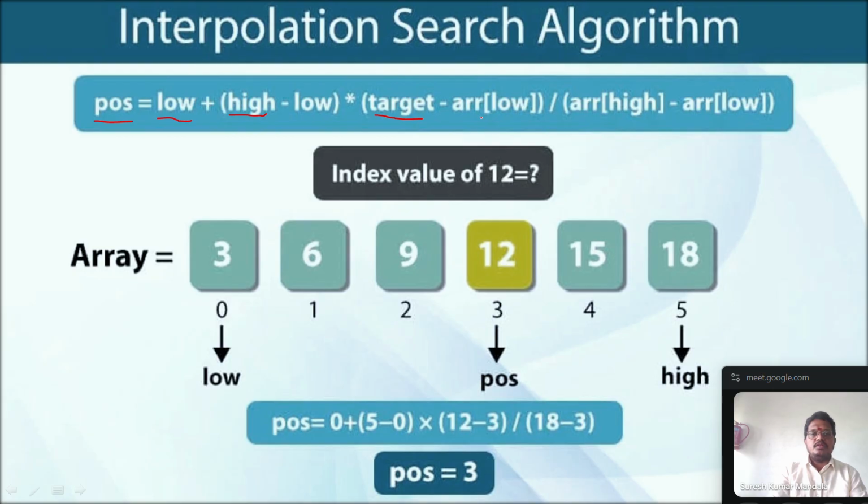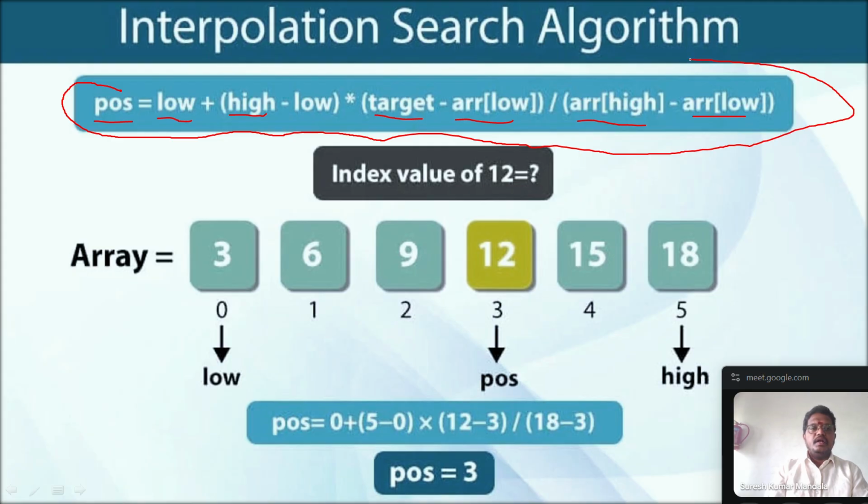Array of low means the starting index value will be displayed. Array of high means the last index value will be displayed. Using this formula only, we can easily identify the targeted element directly. So there is no need for more comparisons with this formula. How it will be identified, we will see with the example.